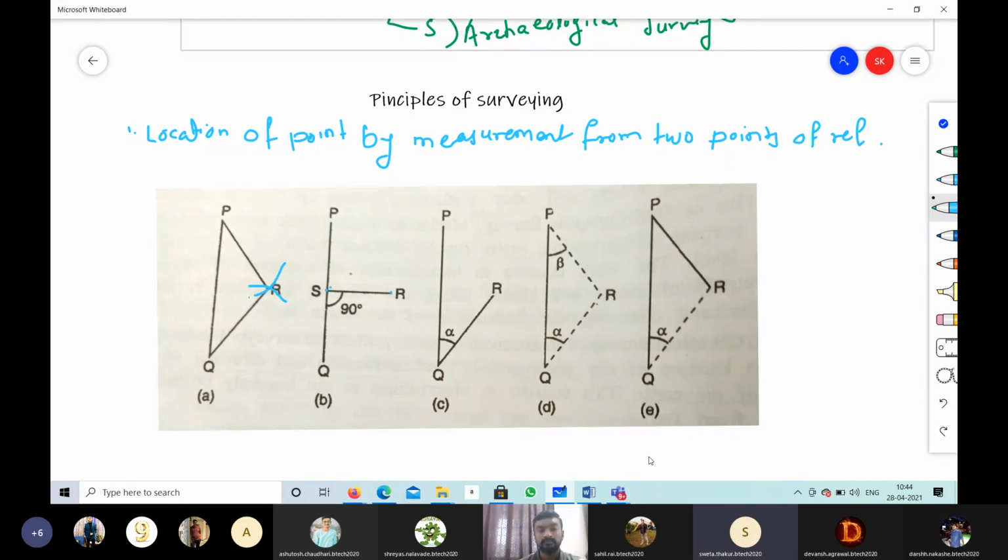Once we know the angle alpha, we can locate the point R. But just by having the information of alpha, there are many options. Suppose from Q, if I know alpha, then I can travel from Q up to here, or I can go up to here, or where exactly I should go, that I will not find out just by having the information of alpha.